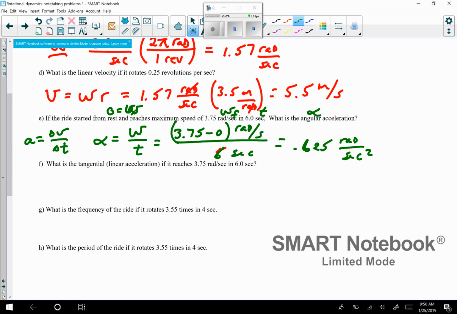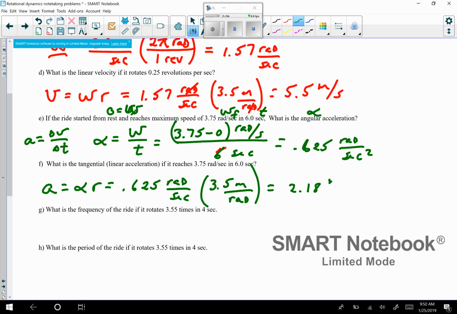Part F says, well, what's the linear acceleration if it did that same thing? Well, once again, you simply take the Greek and make it Greeker, and that gives you the regular acceleration or the linear acceleration. So I'm going to take alpha and multiply it by r. So that's 0.625 radians per second squared, multiplied by the radius, which was 3.5 meters per radian. Because a radian's the same thing as a radius, or same length anyway. And when you put those two things together, you end up getting 2.18. Now it's meters per second squared because the radians canceled out.